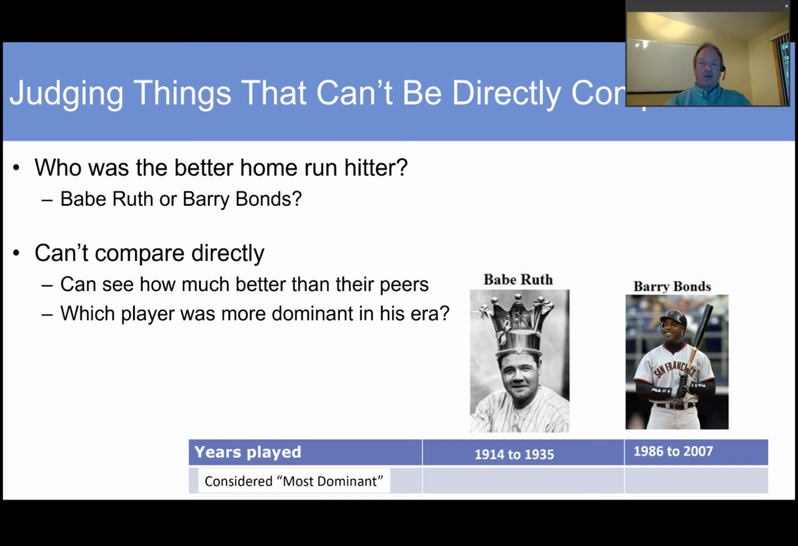And it turns out if you look at their sports records, Babe Ruth was the most dominant in 1920. That's when he had those 54 home runs. We've looked at that data set. He was a far outlier. And Barry Bonds, it turns out, was most dominant in 2001.